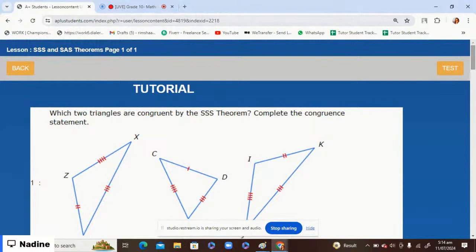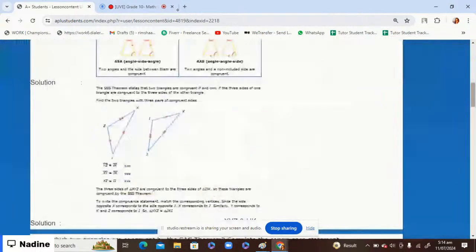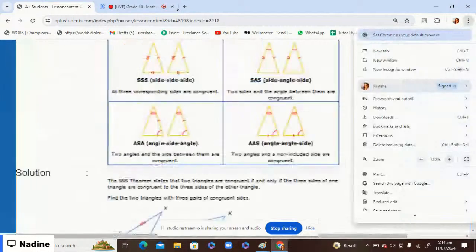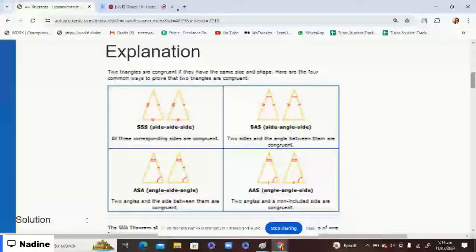Which two triangles are congruent by the SSS theorem? Complete the congruence statement. What is the meaning of congruence? First of all, let's check that. I'm going to zoom out. For the first one, we are going to check sides. SSS represents side. What does SAS represent? Side-angle-side. It shows that you are going to compare two sides and one angle. If there are three sides, that means you are going to compare the three sides of the triangles.